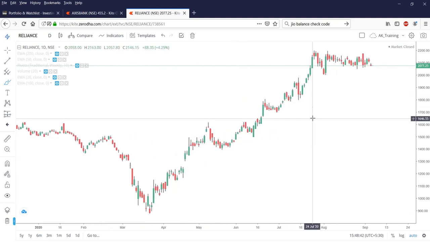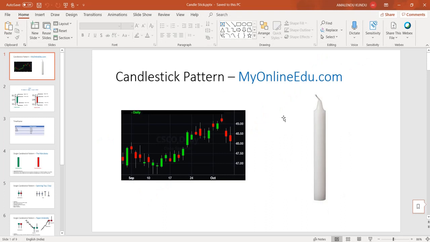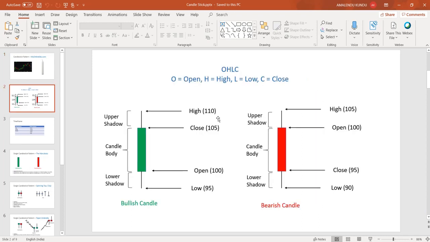So what does a single candlestick actually represent? Let's go ahead and learn that. You must have seen a candle, right? A candle normally has a body, and on the upper side there is a wick, and also on the lower side there is a wick.